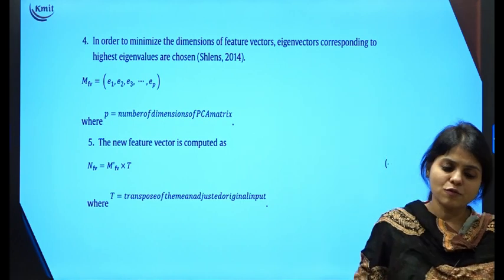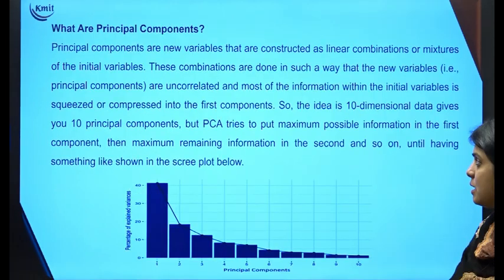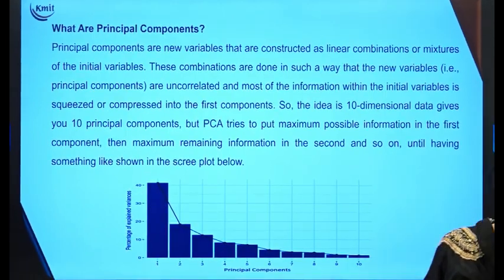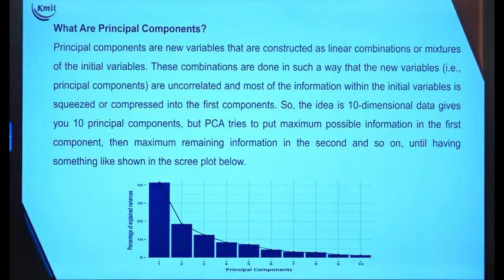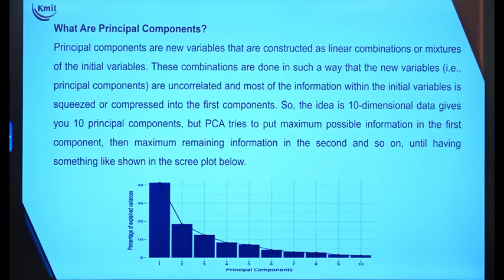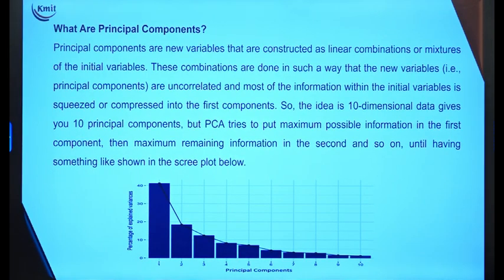Okay, so these are the 5 steps with which we understand principal component analysis. Now, what are principal components? Just understand that principal components are nothing but the new variables which are constructed as linear combinations of the initial variables. These combinations are chosen in such a way that they are uncorrelated and most of the information of the initial variables is squeezed or compressed.